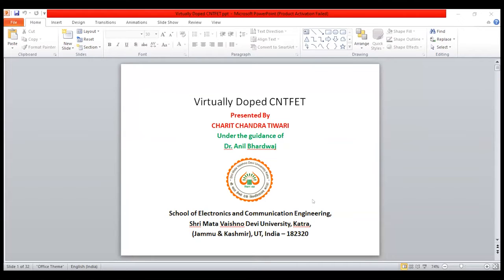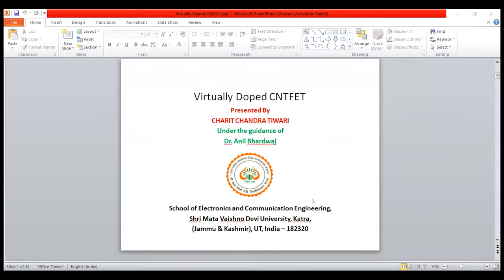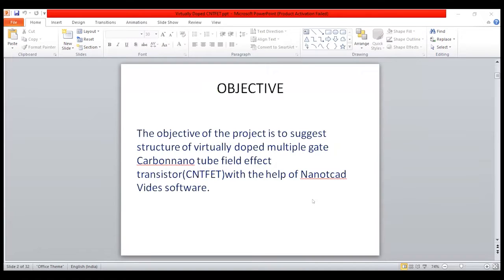My topic for the project is to simulate a virtually doped CNTFET. The objective of the project is to suggest the structure of a virtually doped multi-gate carbon nanotube field effect transistor with the help of NANOTUBE software.